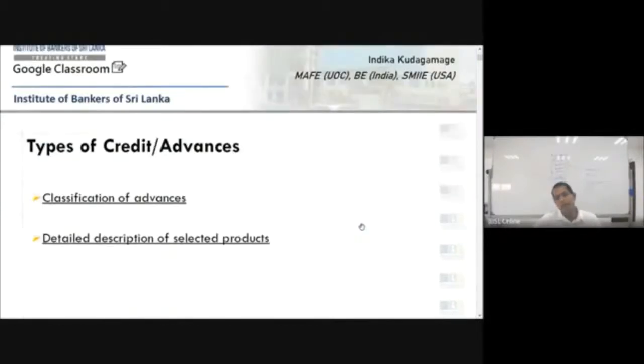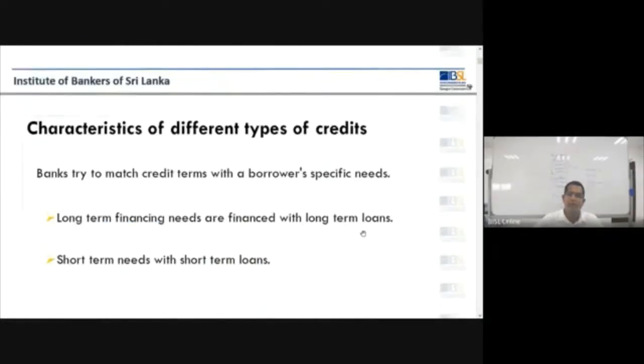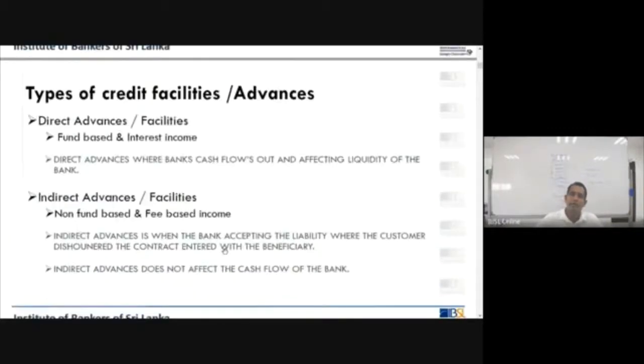So we will be looking at the classification of advances, and I will go into details of some selected products. Right? Bankers try to match credit terms with the borrower's specific needs. That's what I explained. Long-term financing needs are financed with long-term loans. Short-term needs should be financed with short-term facilities. Then we can divide the facilities we can grant into two types, which are direct advances or direct facilities, and the second one is indirect advances.